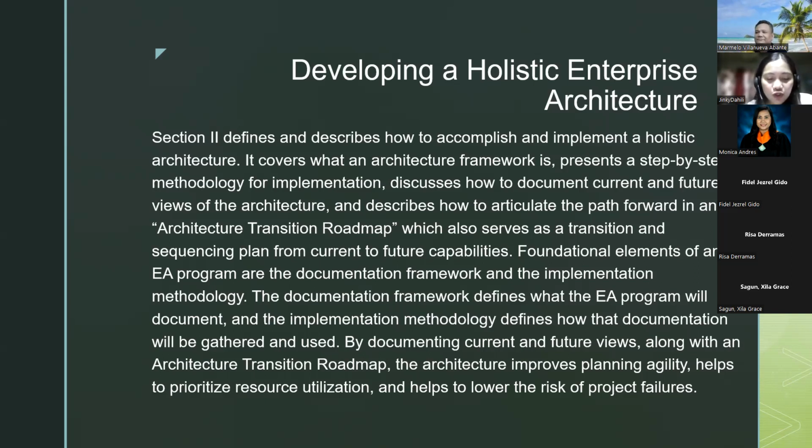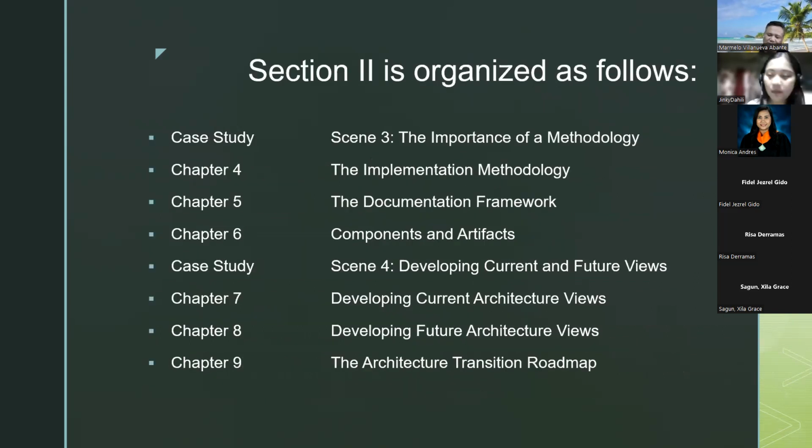The documentation framework defines what the EA program will document, and the implementation methodology defines how the documentation will be gathered and used. By documenting current and future views along with an architecture transition roadmap, the architecture improves planning agility, helps to prioritize resource utilization, and helps to lower the risk of project failure.